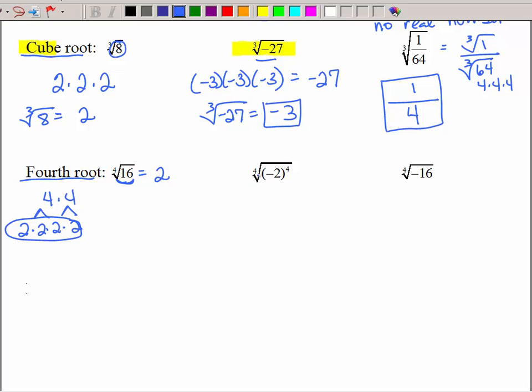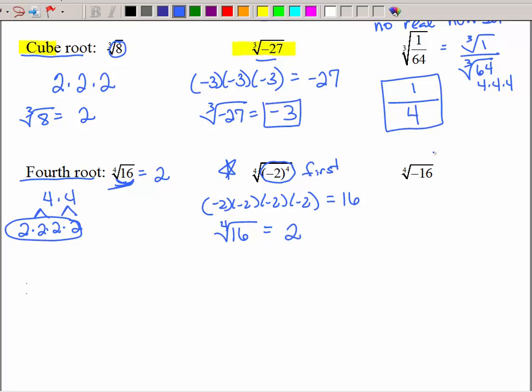Now here, don't be so quick to say, that's not real. We need to use order of operations. We need to do this first. So if I have negative 2 times negative 2 times negative 2 times negative 2, we have an even amount of negatives, so that's positive 16. So this problem is really asking us to find the fourth root of positive 16, which we just found, which is positive 2. Again, kind of tricky.